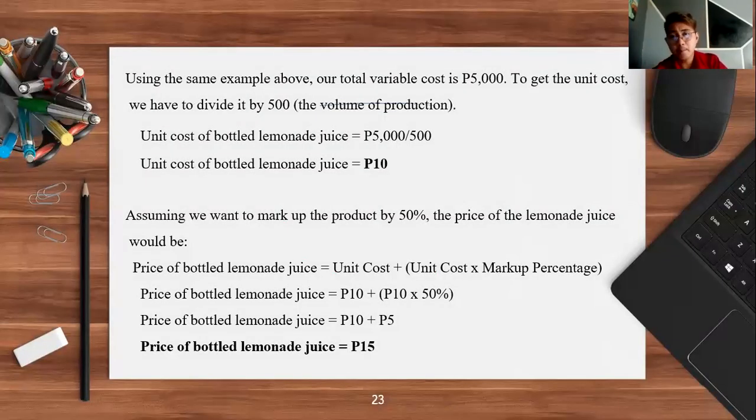So using the same example above, the total variable cost is 5,000 pesos. To get the unit cost, we divide it by 500, which is the total volume of the production. Okay, like in the example earlier. So 5,000 divided by 500, so every bottle of lemonade juice is equivalent to 10 pesos. Okay, so assuming that we want to mark up the product by 50%, the price of lemonade juice would be 15 pesos. How much is 50% of 10 pesos? It is 5 pesos. So once you add the 10 pesos and the 5 pesos, we have a total of 15 pesos. So the price of bottled lemonade juice is worth 15 pesos.